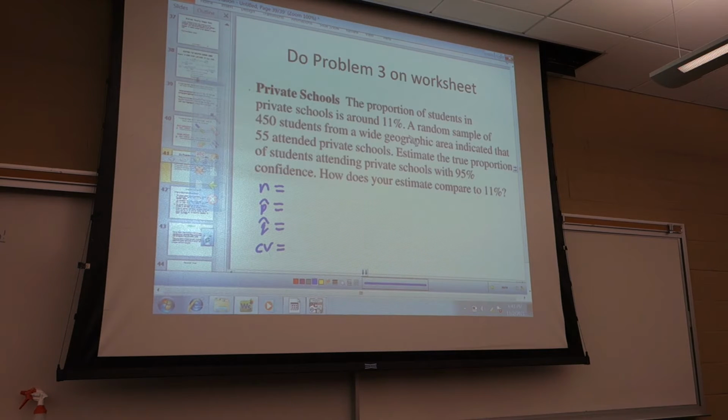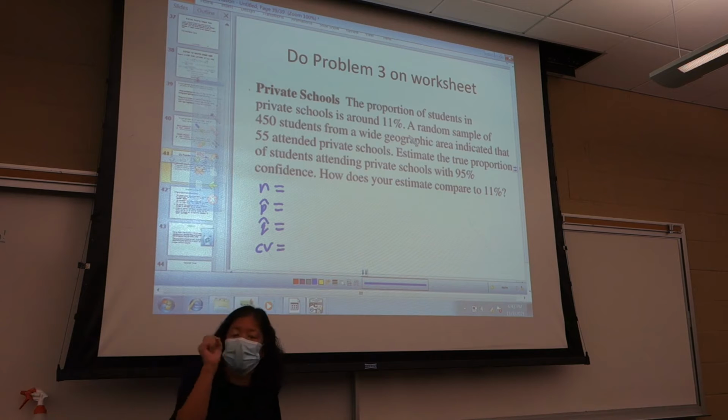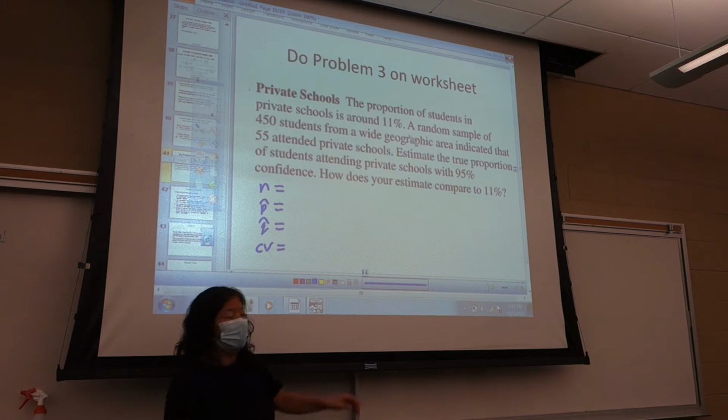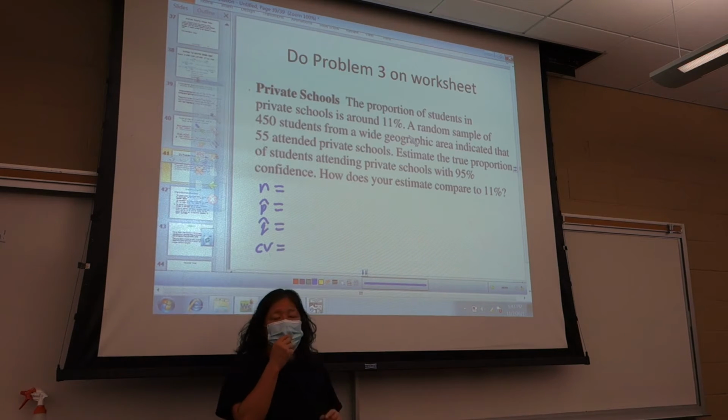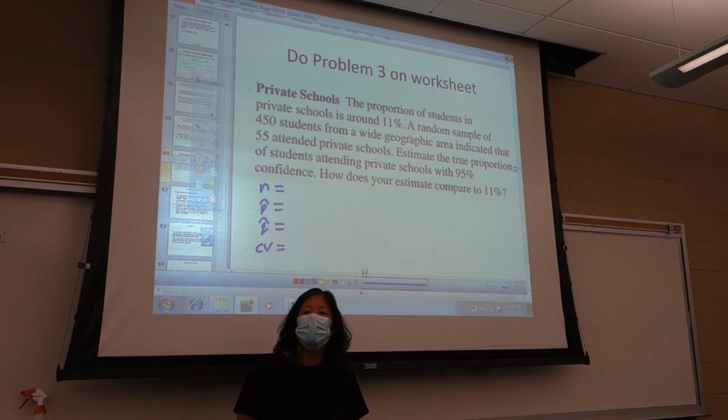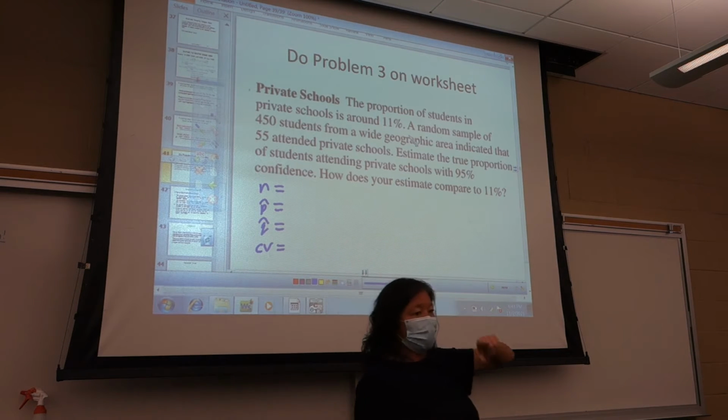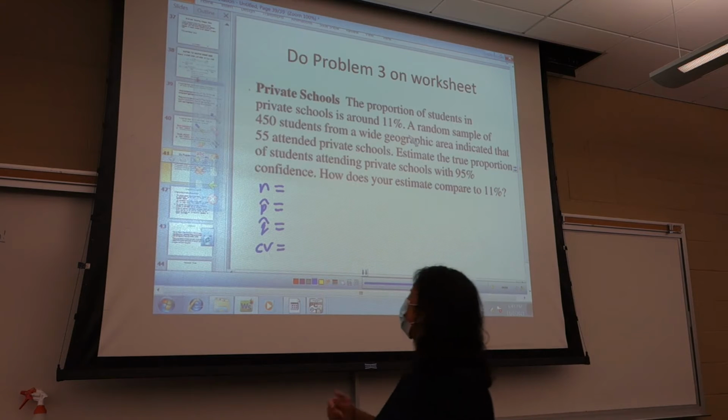Aha. Is 55 a percent? Does it say 55%? So how do I know it's not a percent? It doesn't have the percent symbol after it. Everybody on board? So my 55 is the number of people out of n. So you take the 55 and you divide by n to find your p-hat.